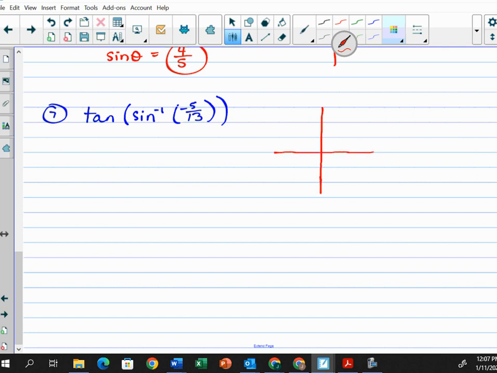Do you know your Pythagorean triples? All right, guys, what quadrant is my theta in?